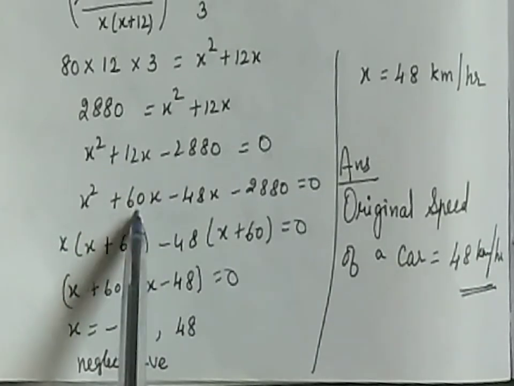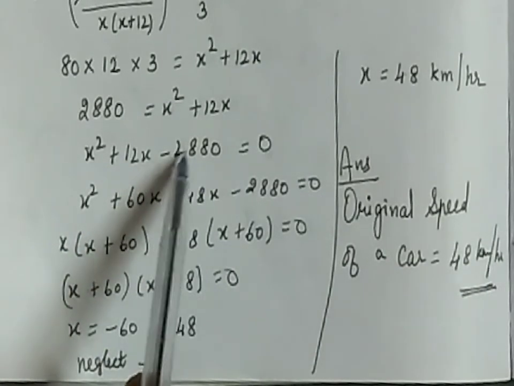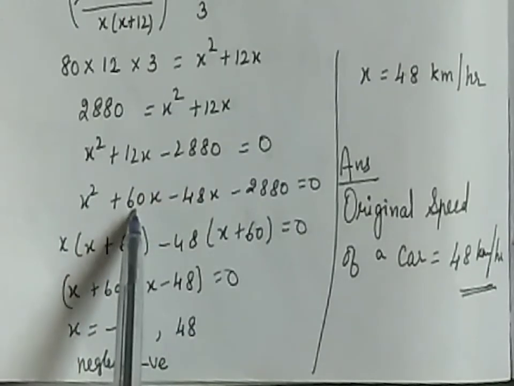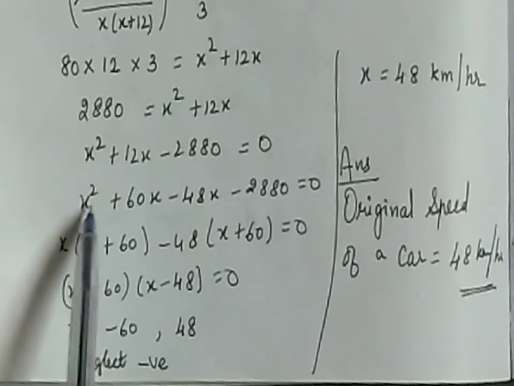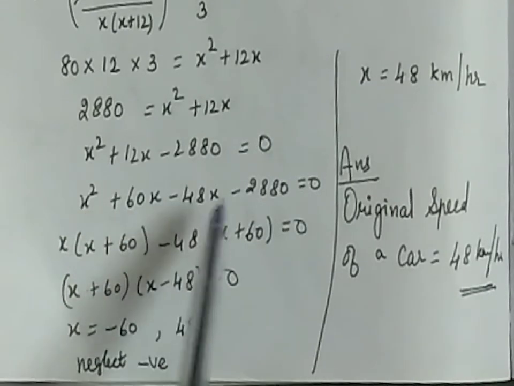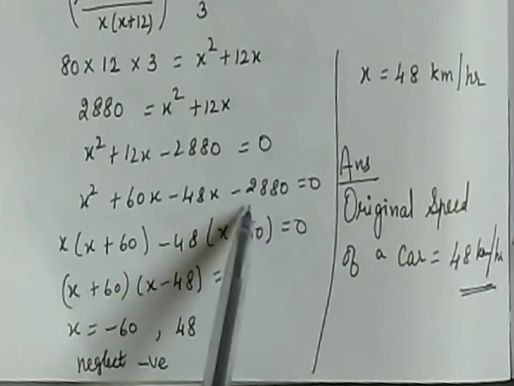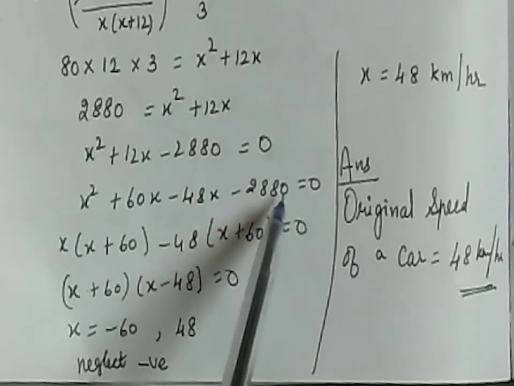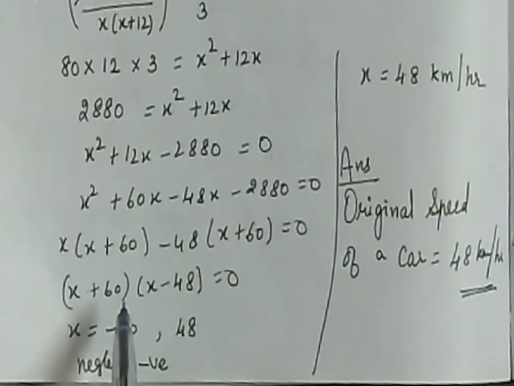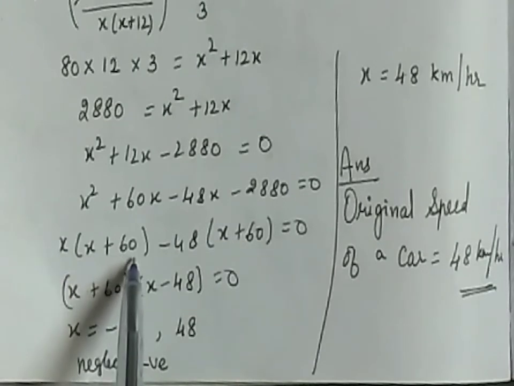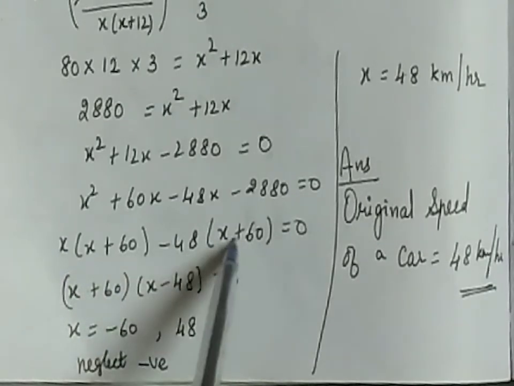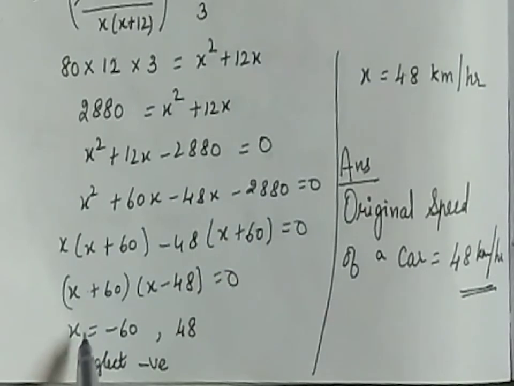Now, 60 into 48, you will get 2880. 60 minus 48, you will get 12x. So, take x square plus 60x minus 48x minus 2880 is equal to 0. Now group it. In this x common, x into x plus 60 minus 48 times x plus 60 is equal to 0. Now we will write x plus 60 and x minus 48 is equal to 0.